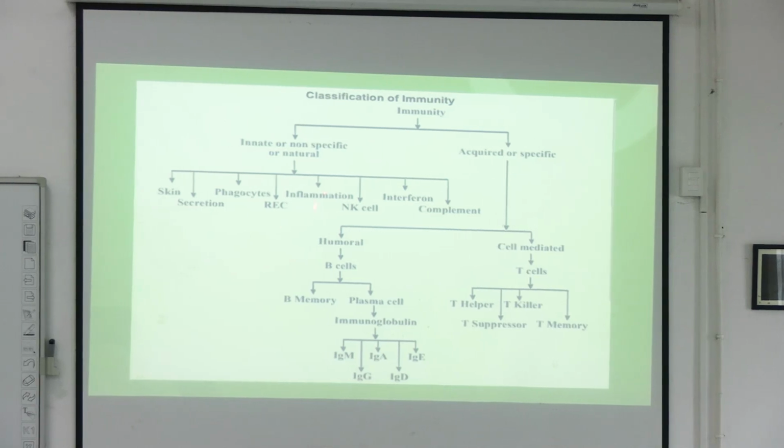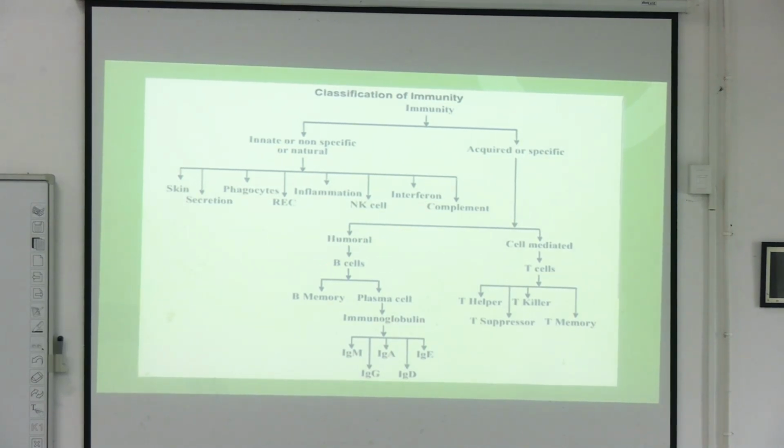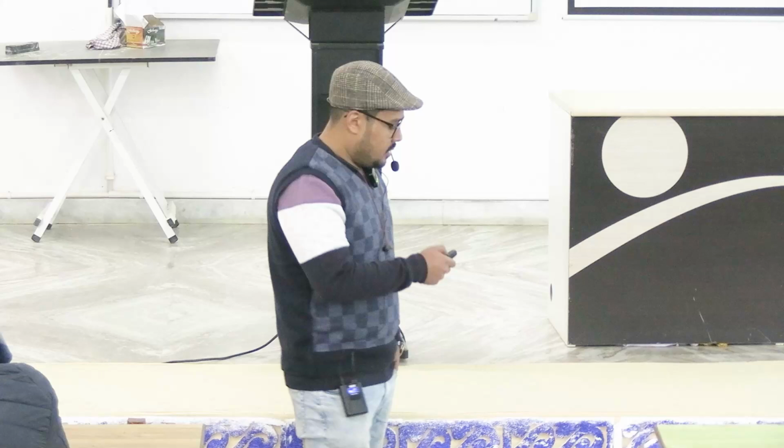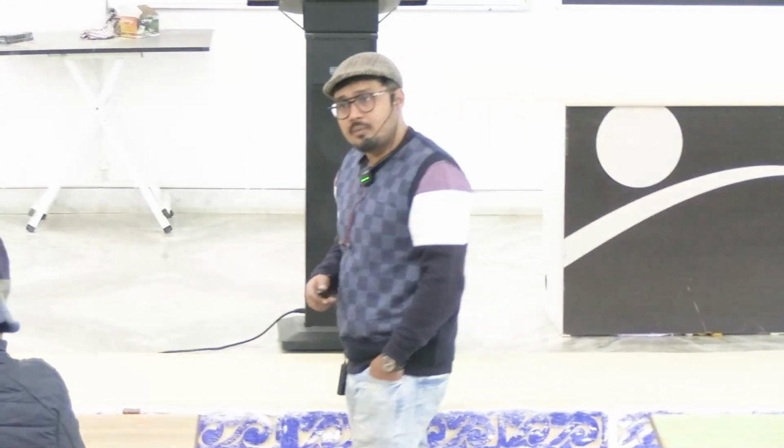So these are innate, non-specific or natural, and the other part is acquired or specific immunity, which is sub-classified into humoral immunity and cell-mediated immunity. Humoral immunity means antibody-mediated immunity, the humoral response or antibody that lies in the serum. Humoral immunity is chiefly attributed to B cells or plasma cells, which secrete five types of immunoglobulin chiefly: IgG, IgA, IgM, IgD and IgE. And cell-mediated immunity is chiefly attributed to T cells, T lymphocytes.